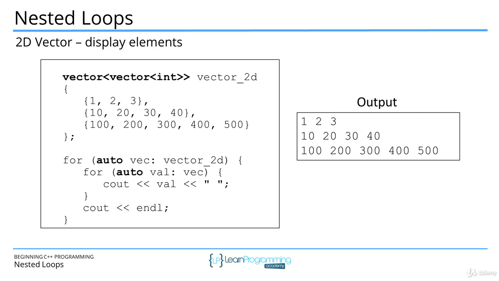The first vector has 3 integers, 1, 2, 3. The second vector has 4 integers, 10, 20, 30, 40.